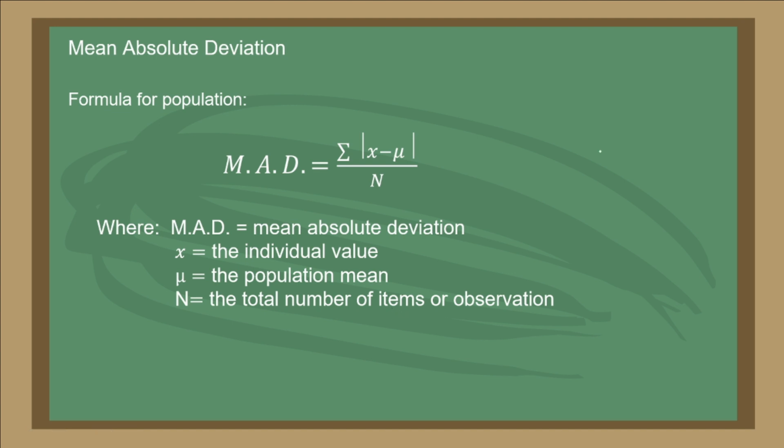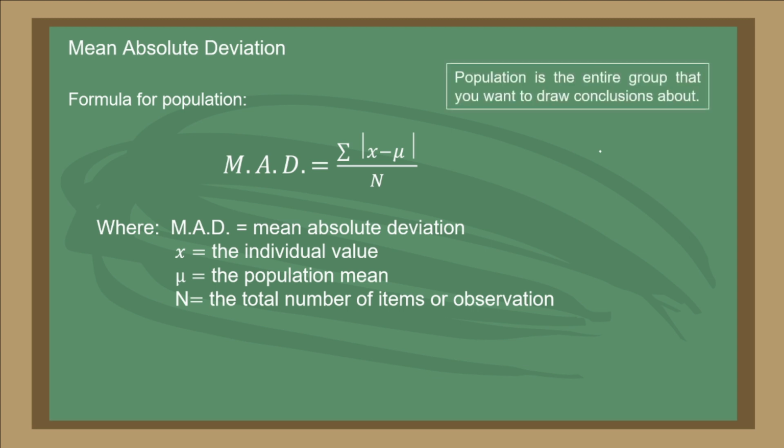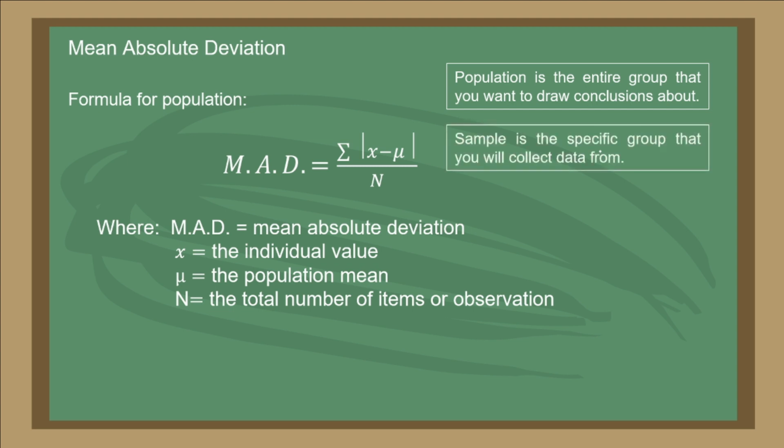So, what is the difference between the population and sample? Population is the entire group that you want to draw conclusions about. Sample is the specific group that you will collect data from. In statistics, when we say population, it does not always talk about people. Let's say, for example, the focus of your research is about bacteria. So your population is bacteria, not the number of people.